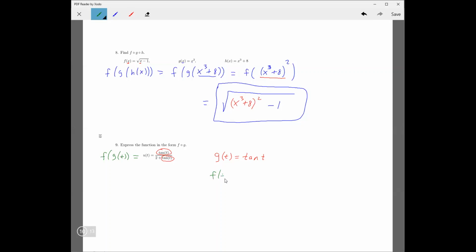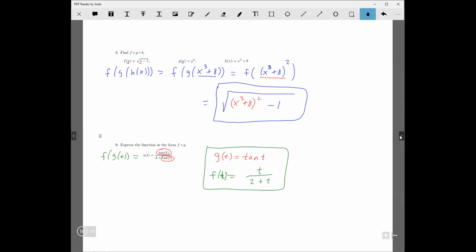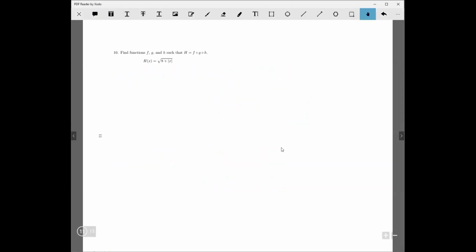And then f of t, let that be, take all these tangents and just replace them with t's. And that's going to be your f of t. Okay, so your answer is you're supposed to put this expression, comma, that one. Okay, and then number 10.